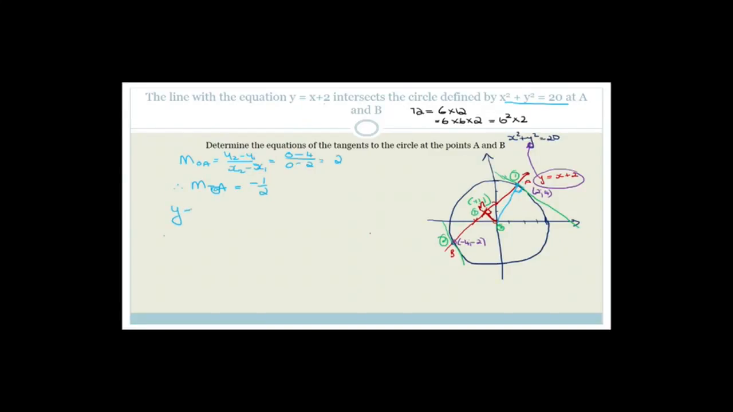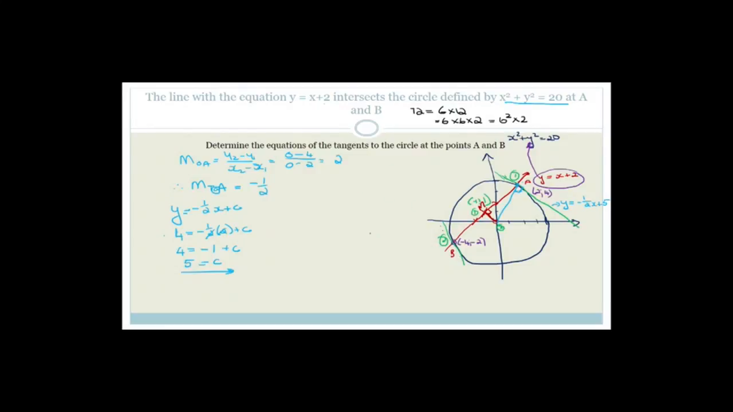So you've got y is equal to minus 1/2 x plus c. We've got this point 2, 4, which we can substitute in. So we've got 4 is equal to minus 1/2 times by 2 plus c. This cancels, so you've got 4 equals minus 1 plus c. So c is equal to 5. Therefore, the equation of this tangent is y is equal to minus 1/2 x plus 5. Okay, so now we've got that.